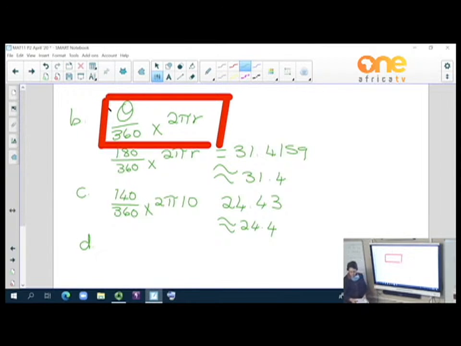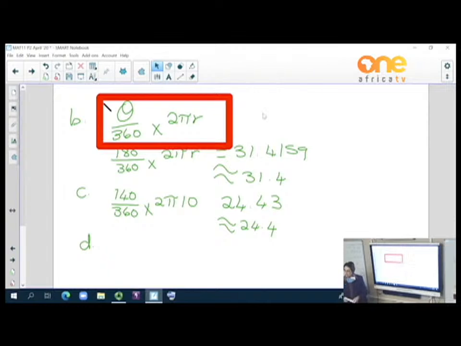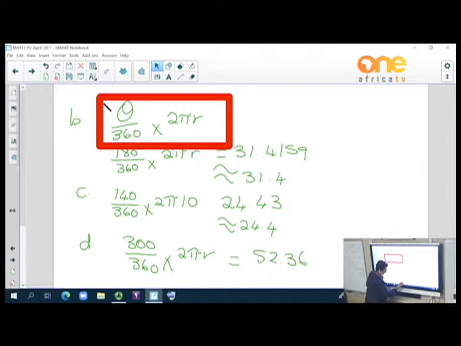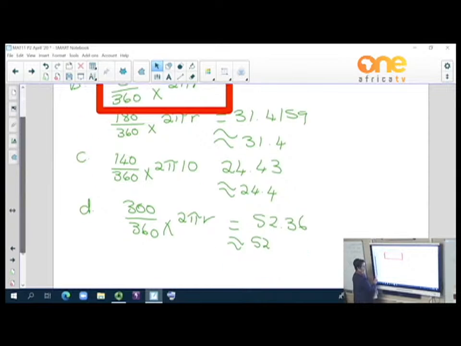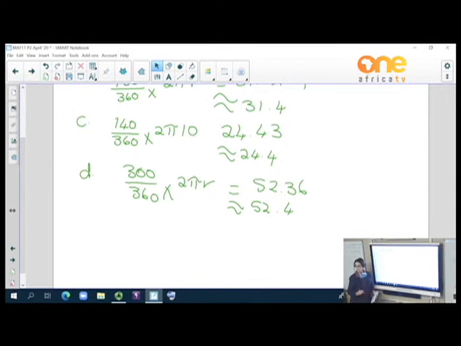Okay, number D. Now look at number D. There we want the big arc, so we're using 300 degrees over 360 of 2 pi r. And what does that give us? 52.36, and this one will round off to 52.4. Three significant figures, 52.4. And obviously this is actually centimeters, because it's arc length. It's centimeters all the time, centimeters.